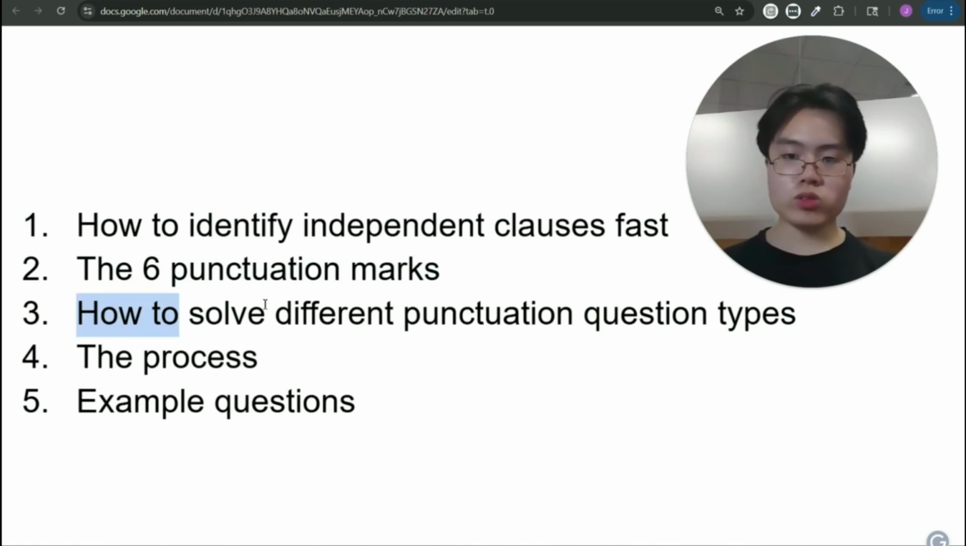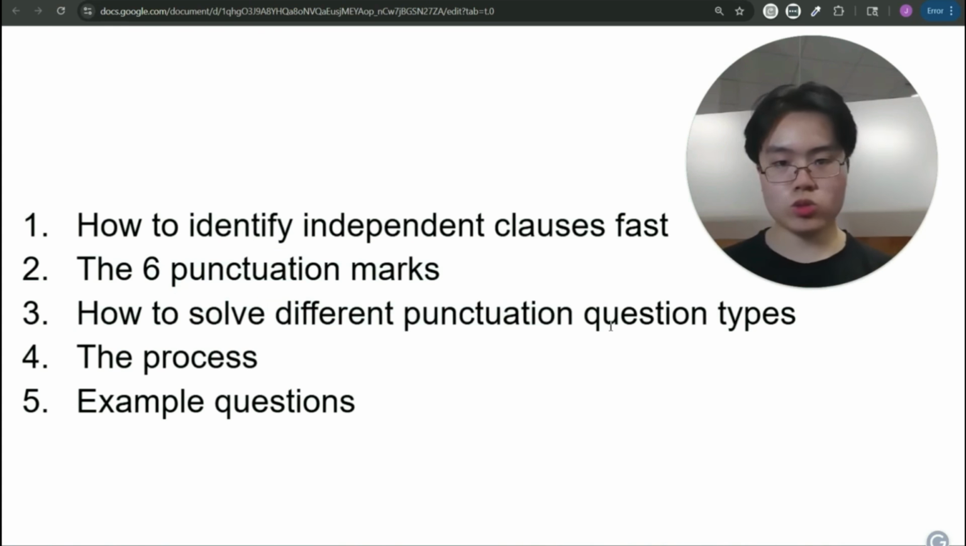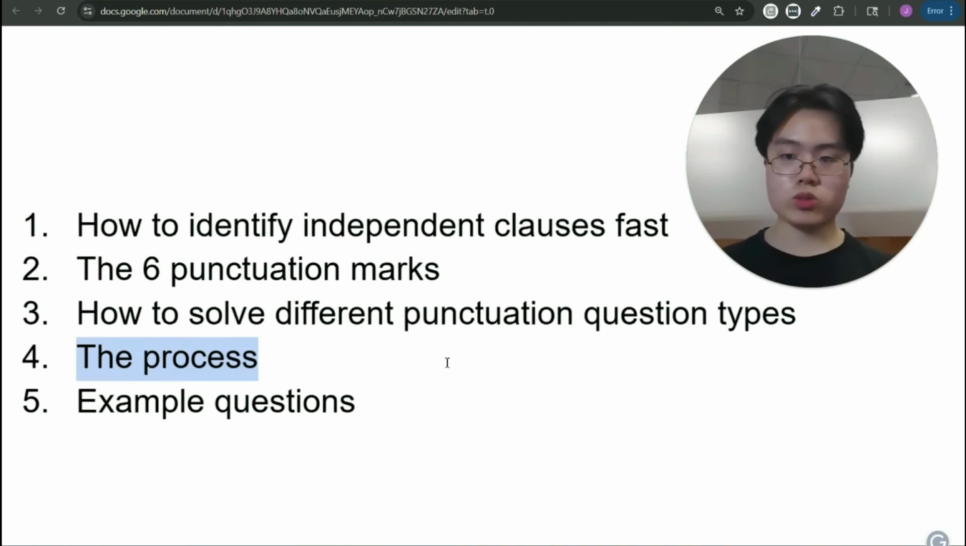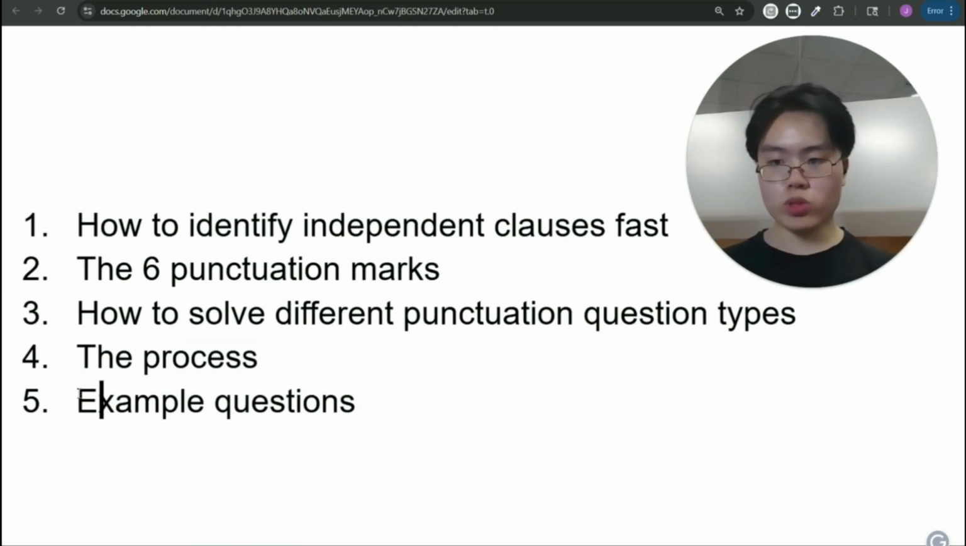Then we're going to go over how to solve different punctuation question types. So we're going to go over shortcuts and other things, as well as which answer choice is more likely to be correct when you're looking at the answer choices. That's super helpful. It saves tons of time. Then we're going to go over my exact process that I use to solve every single punctuation question holistically. And then we're going to go over example questions to really drill in everything. And this is probably the most important part of the video.